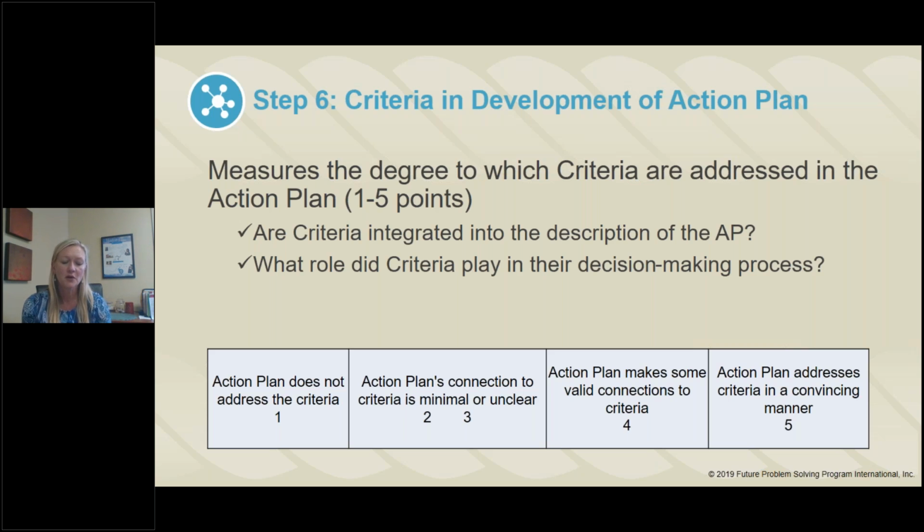Now, it is important to note that students shouldn't stop here in their action plan and explain how they wrote and chose all of those criteria and how they measured each of the solutions against them. But it should be clear that the criteria was used in their decision-making process, and perhaps how a few of those criteria were utilized in selecting the winning solution.